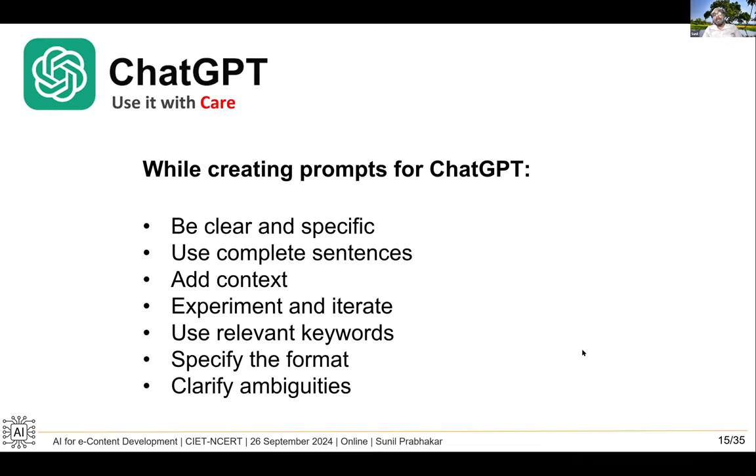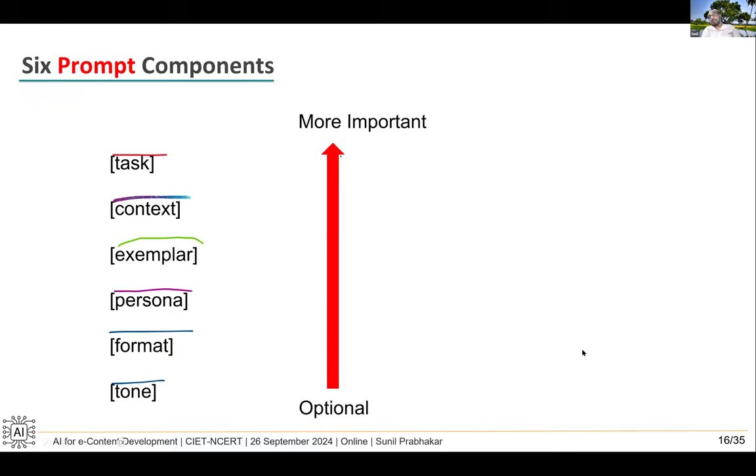And then look at the structure of the prompt. Not a magic bullet. These are the things we normally require to create a prompt, arranged in a priority order. Because the task and context are the most prioritized ones. Without a task and context, nothing will happen.